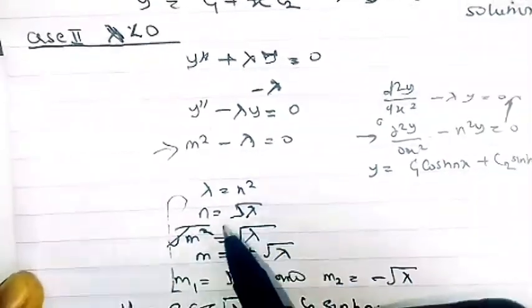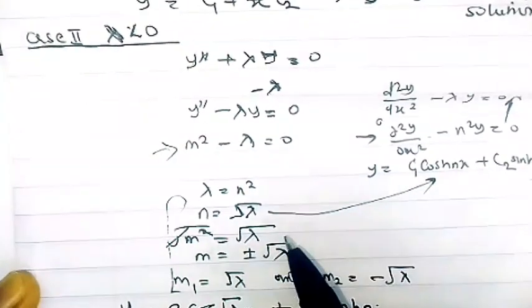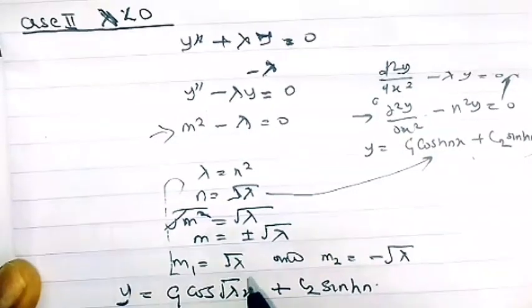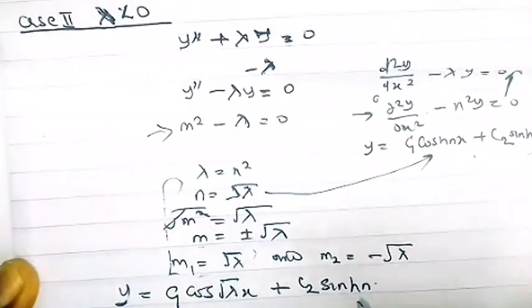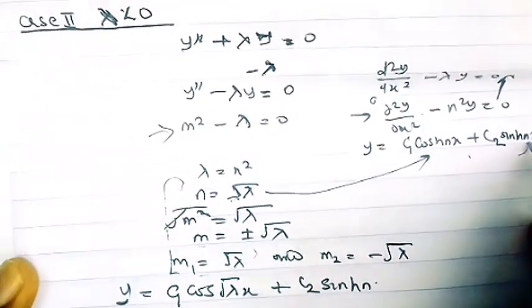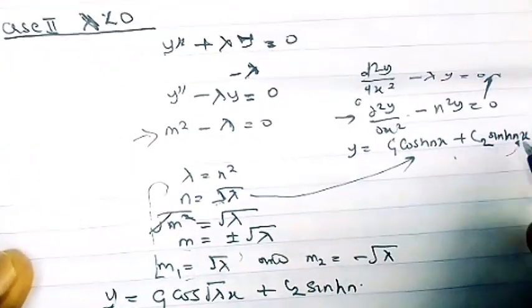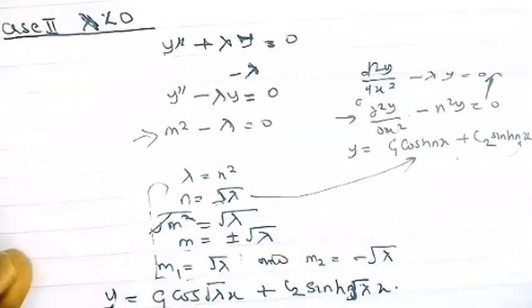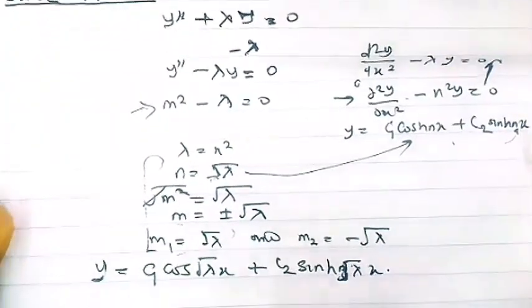I actually didn't have to even solve all this. I just needed to input it back into my solution. So we only need this, we don't actually need this. We only need n to be root of lambda. So we put it here also: n is equal to the square root of lambda. We have cos square root of lambda x. So this is my solution.